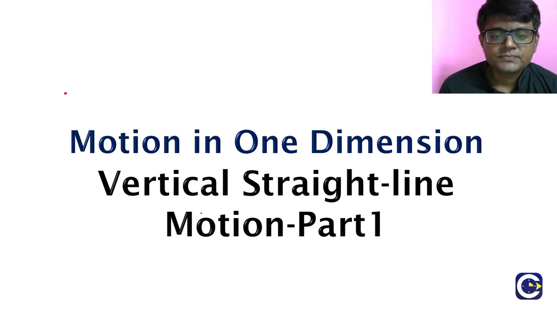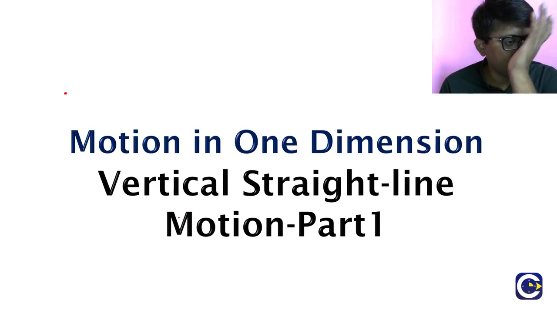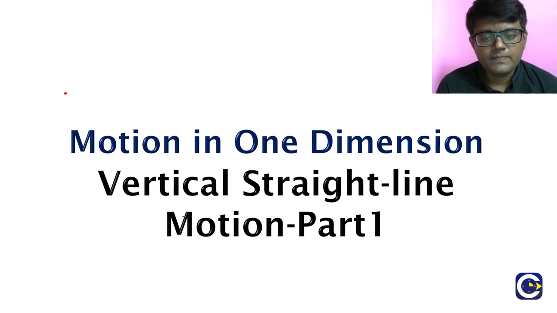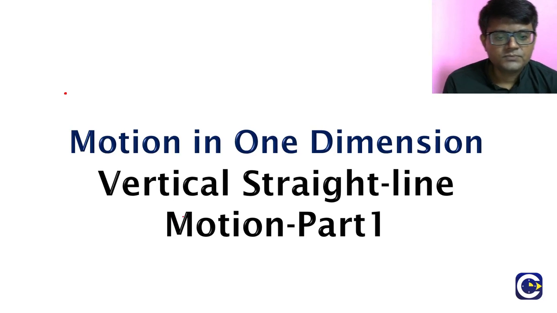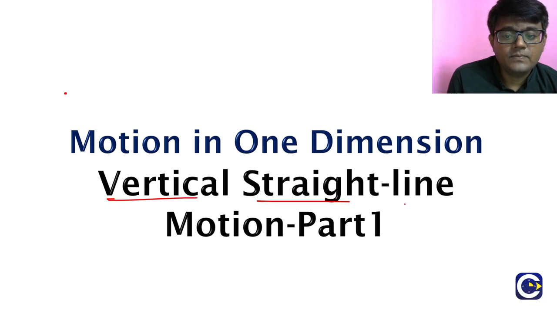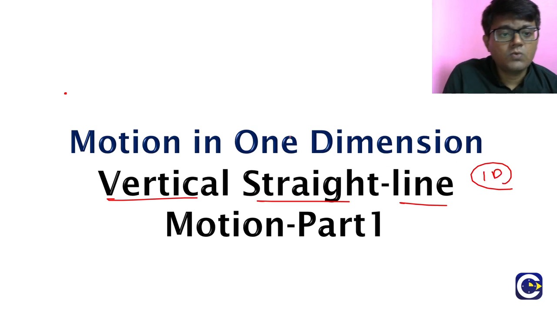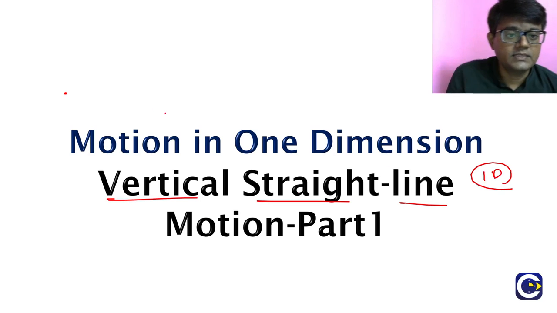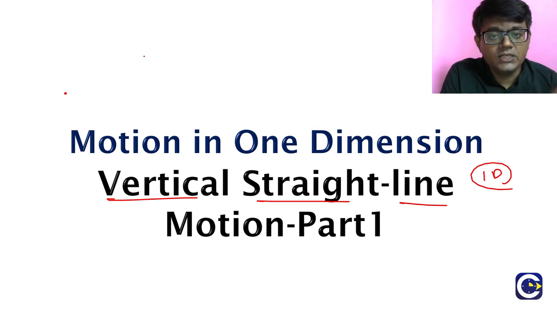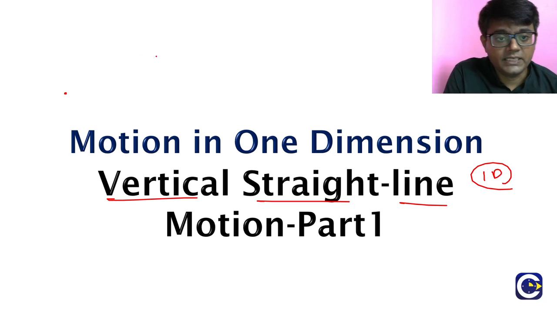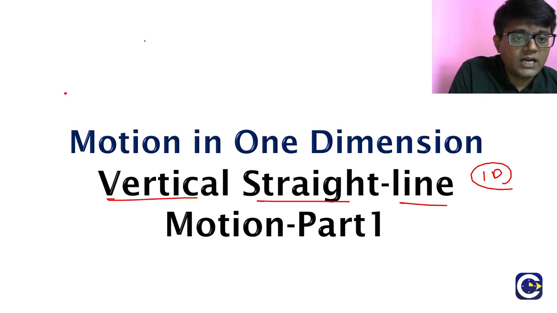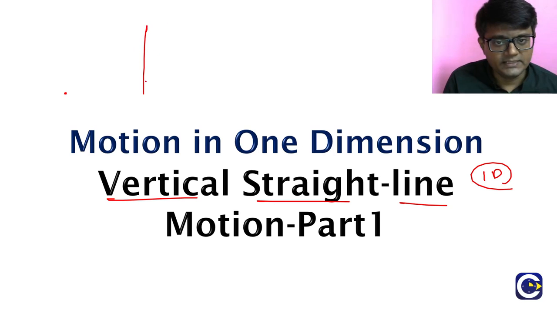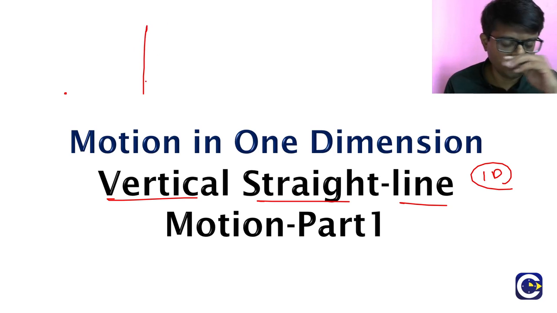Hello everyone. In this video we look at the first part of the vertical straight line motion. Now vertical straight line motion is a type of motion in one dimension. So what does the vertical straight line motion basically consist of? It consists of the study of an object or a particle which is moving along a vertical line, that's it. Okay, so that is what we are going to study in this.